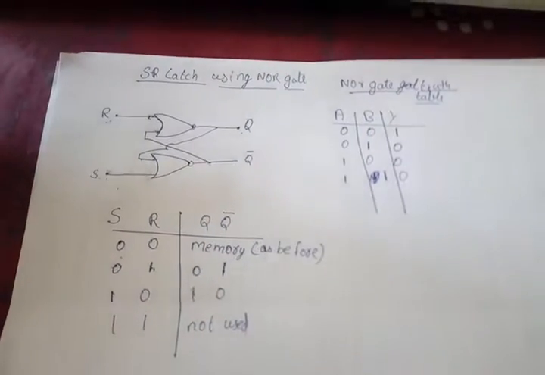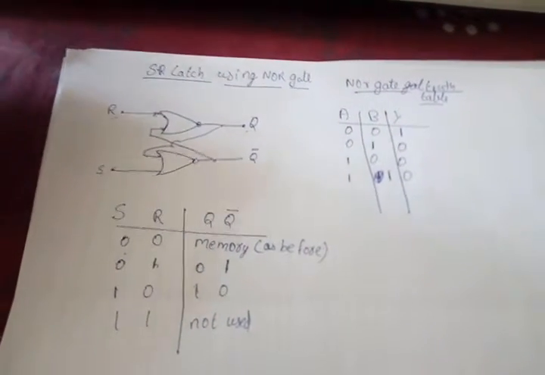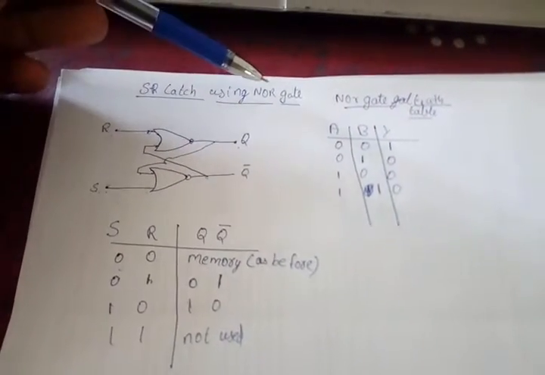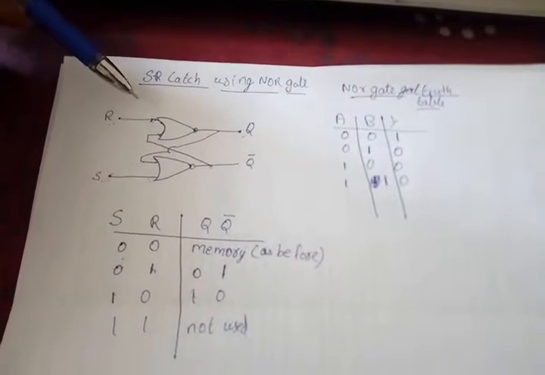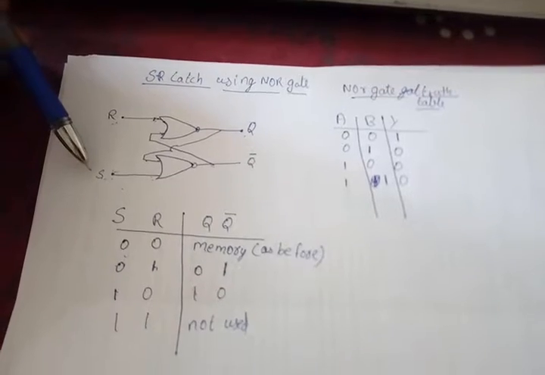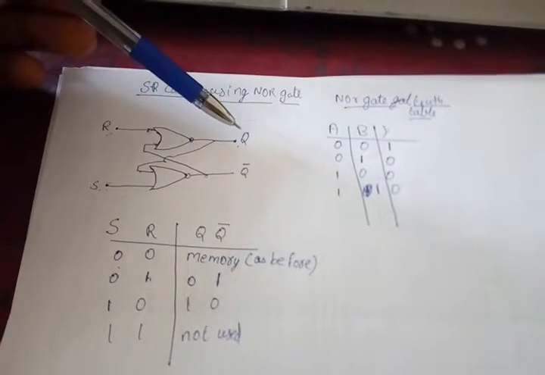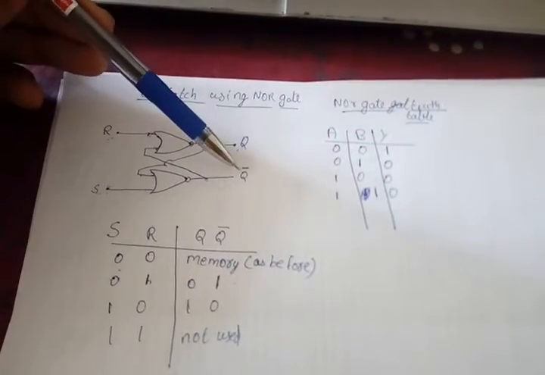Hello friends, in this section we are going to discuss the working of SR latch using NOR gate. This is the circuit diagram of SR latch using NOR gate. One input is R and the other input is S. One output is Q and the other output is Q bar.